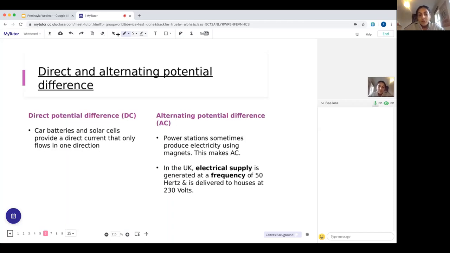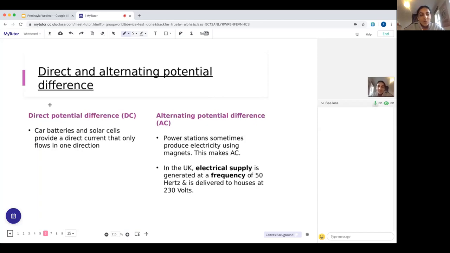So we have two different forms of potential difference. It doesn't matter whether you say potential difference or voltage, they are the same thing. However, the exam board prefers and will use in their questions potential difference. So where possible, try to use potential difference, but do know that it does mean the same thing as voltage.